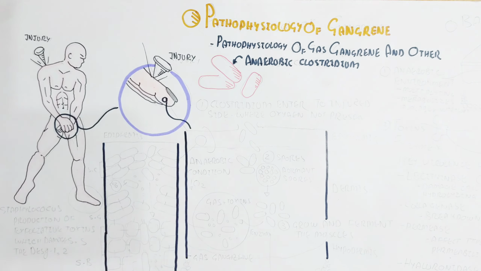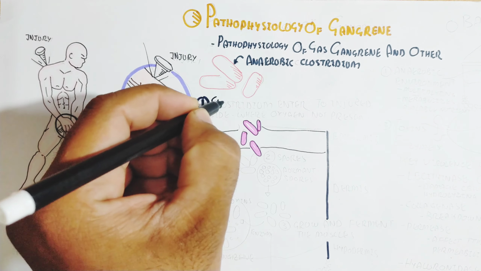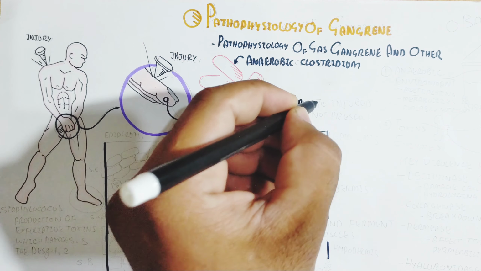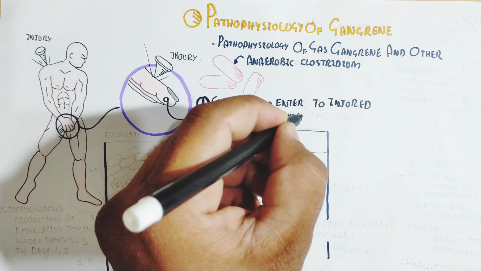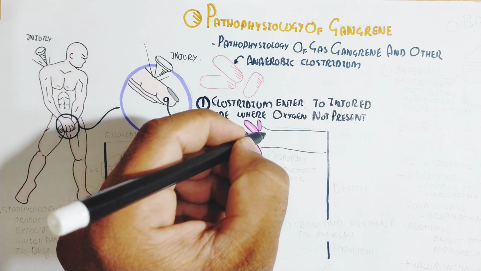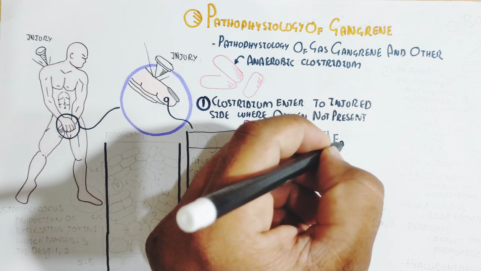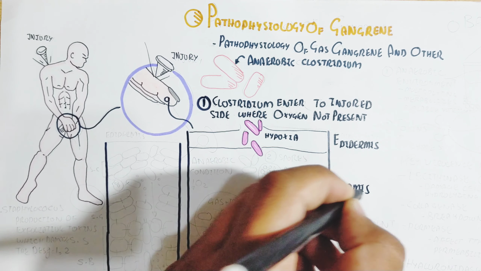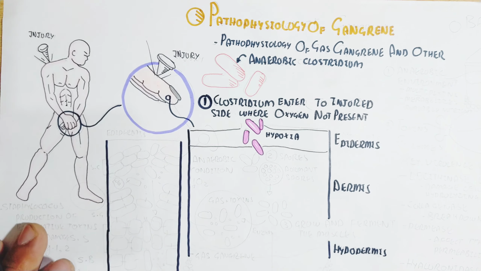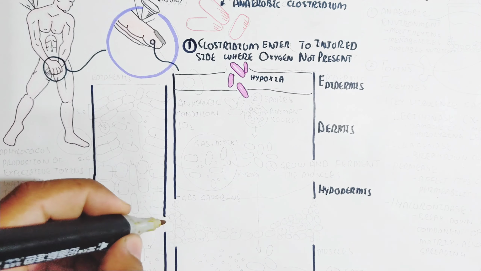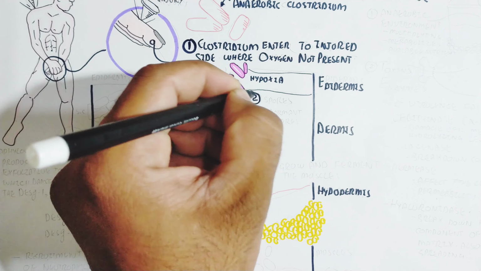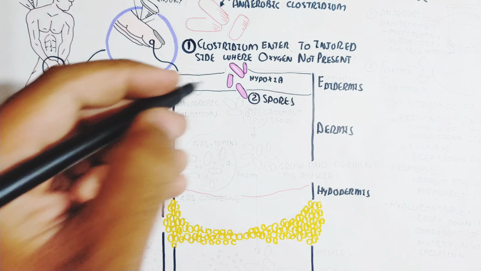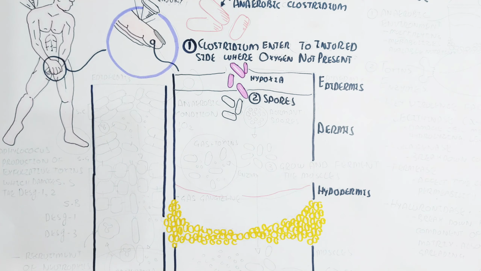Anyhow, let's understand the structure of the skin and how the pathophysiology works. Clostridium will enter where there is an injury of the skin, but it can also be transmitted from the blood to the skin side, leading to blackening and darkening of the skin. Number one, the Clostridium enters the injured site where oxygen is not present. Here are the epidermis, dermis and hypodermis. The hypodermis contains adipose tissue, fat, while the muscle is below the adipose tissue. So remember, here is the bacteria.